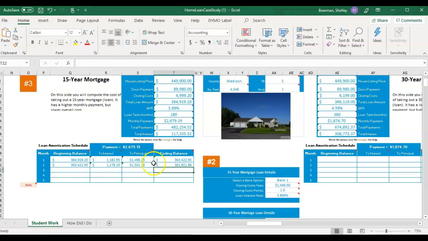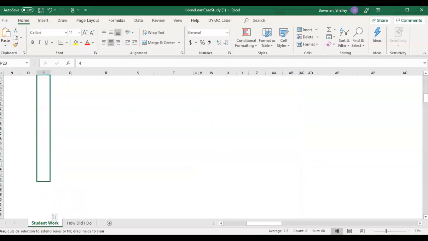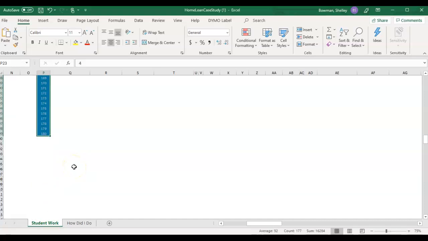So now this whole thing is correct. I can click and drag this whole thing down to 180 months, or a tip here is to just highlight 2 of these so that Excel understands the pattern that it's increasing by 1, and drag this all the way down to 180 months to here, and then come back up.